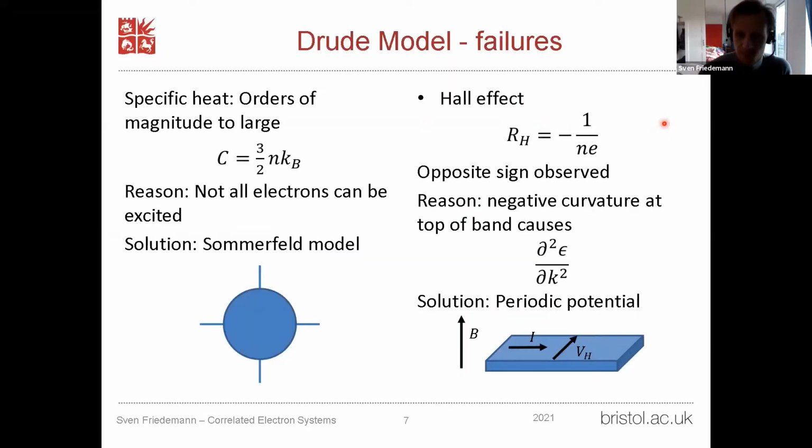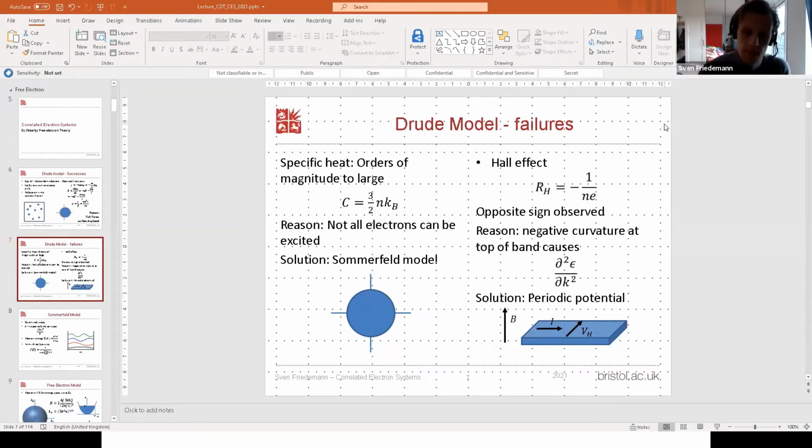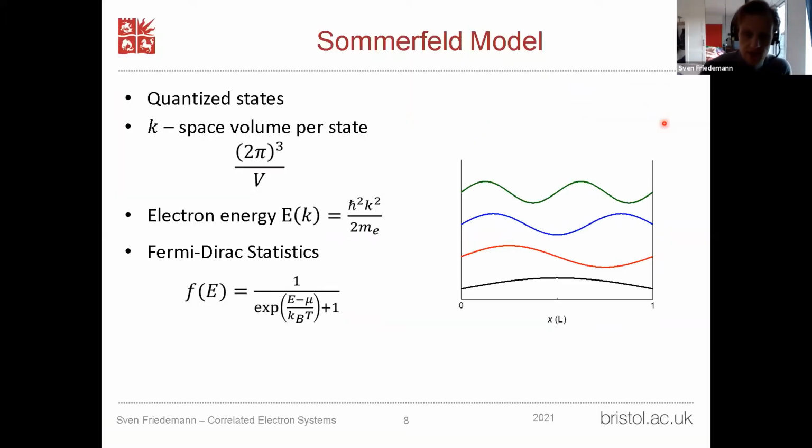So essentially, Drude theory is good for the basic conductivity. We will take forward some of the formalism for the Hall coefficient, but we will have to do something different for the specific heat, and entirely different. So let's start to look at this. And the solution is, of course, the Sommerfeld model.